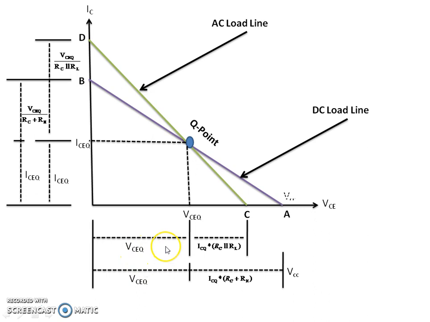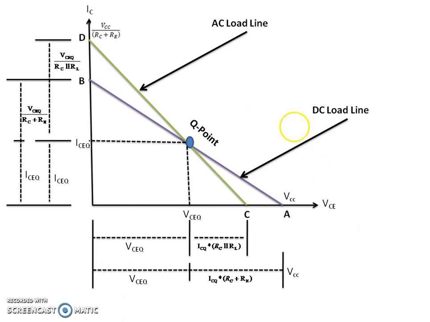In a similar way, on the y-axis, we can calculate this DC component. For point B, this component is ICQ, and the remaining component is VCEQ divided by (RC plus RE). If you thoroughly understand this diagram, the rest of the analysis throughout the chapter is quite easy for you. So let me summarize this entire thing.